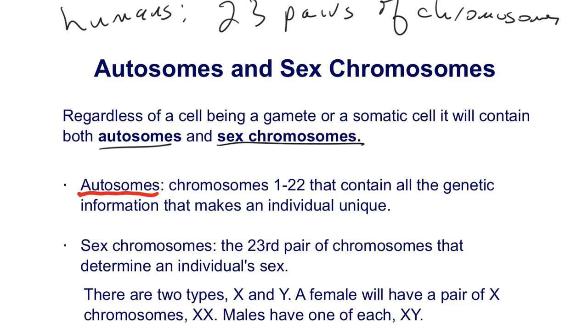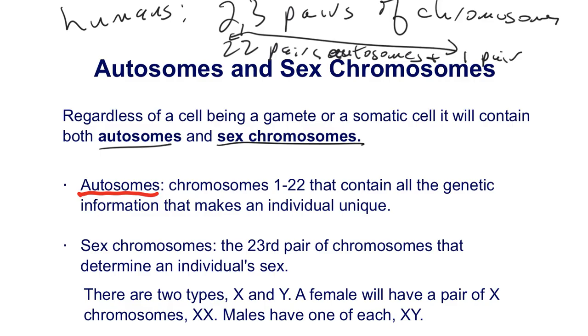Okay, of those 23 pairs of chromosomes, only 1 pair is the sex chromosomes. Okay, so 22 pairs are autosomes, non-sex chromosomes, and 1 pair are the sex chromosomes.